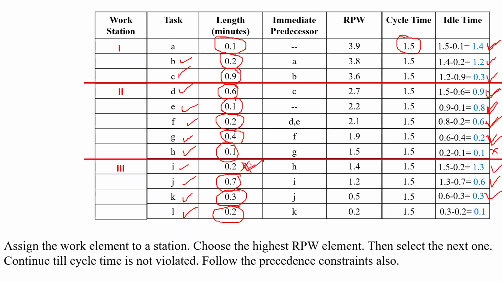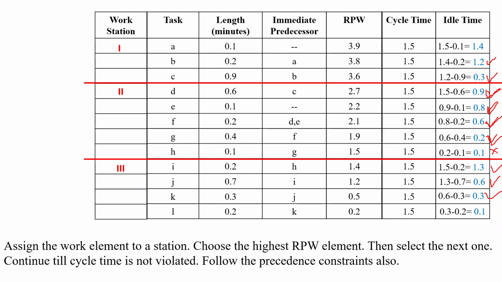So first workstation is with the tasks A, B, C, and station 2 is the tasks D, E, F, G, H. Third workstation is with the tasks I, J, K, L. And idle time of the first workstation is 0.3, idle time of the second workstation is 0.1, and idle time of the third workstation is 0.1.